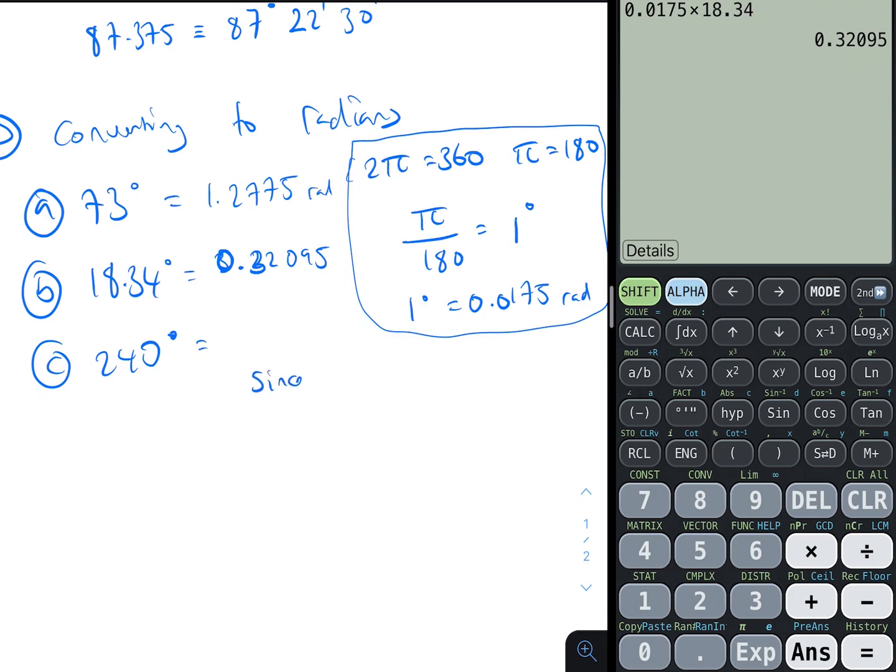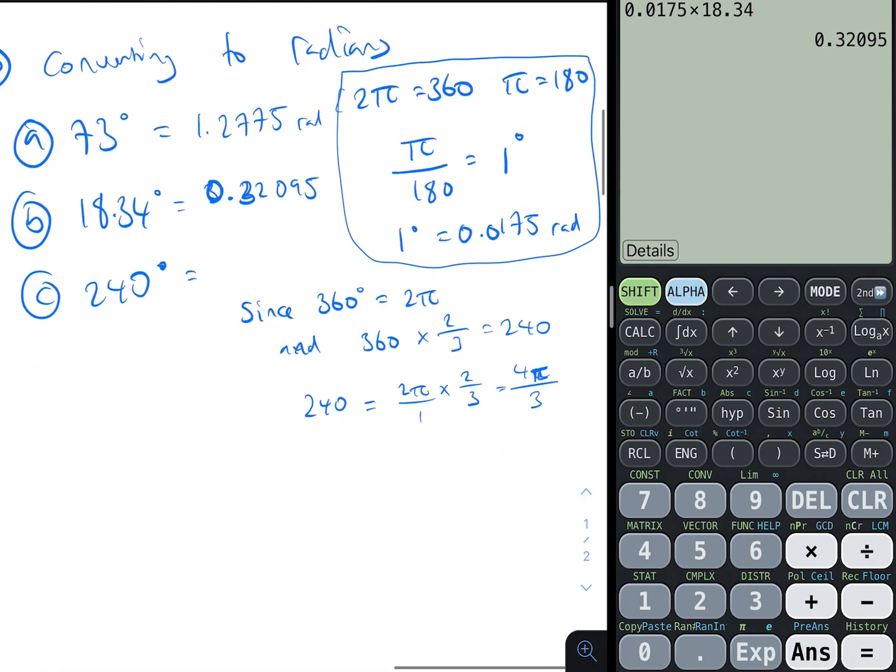Now for 240, we'll work it out a slightly different way. Since 360 is equal to 2 pi, and 360 times 2 over 3 is 240, therefore 240 is equal to 2 pi times 2 over 3. And 2 pi is 2 pi over 1. So multiplying across, 2 pi times 2 is 4 pi, and 1 times 3 is 3. So 240 degrees is equal to 4 pi over 3.